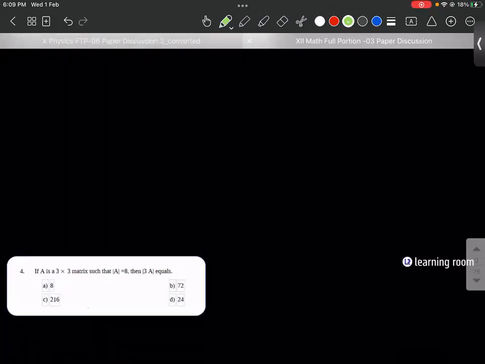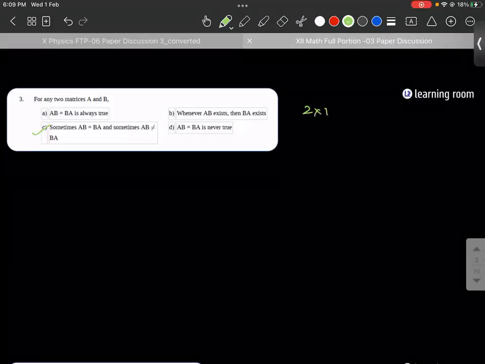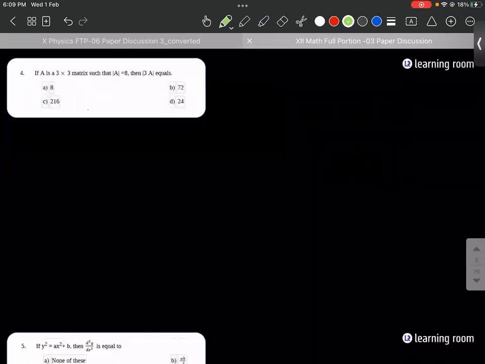Sir, why not option B in the previous question? Whenever AB exists, then BA exists. Why should it exist? See, 2 cross 1 and 1 cross 3 you can multiply. AB exists, but BA means 1 cross 3 times 2 cross 1, and you can't multiply them. That is the reason.